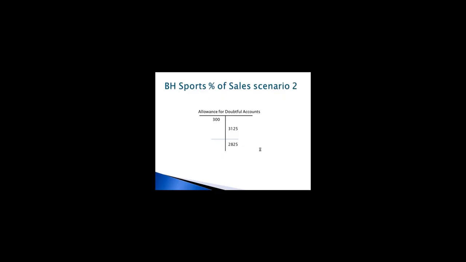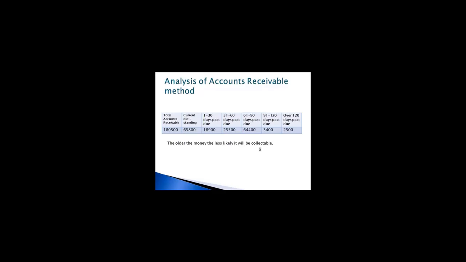The analysis of accounts receivable method of estimating uncollectible accounts for the next financial period involves looking at all of our accounts receivable and doing a detailed analysis of the state of those receivables by determining exactly how old our accounts receivable are. The older the money, the less likely it will be collected. Accounts receivable is broken up into buckets of money, illustrated in this table shown on this slide.